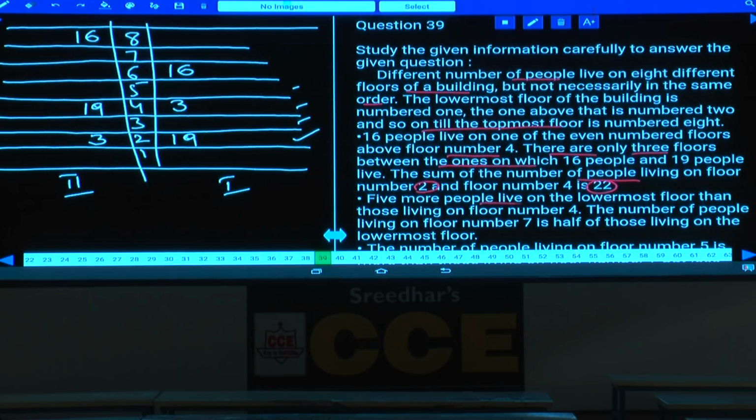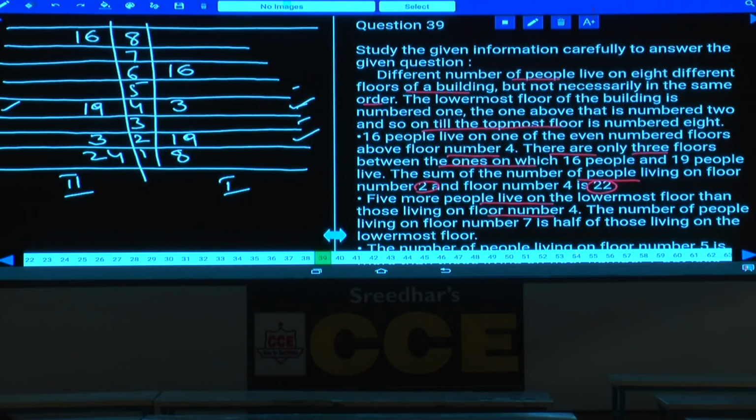5 more people live on the lowermost floor than those living on floor number 4. Floor number 4 and the ground floor, how many people are there? There are 5 more people. Now, as floor number 4 has 3, here it must be 8. Now, in this one 19, 19 plus 5 is how much? There are 24 persons on floor number 1, isn't it?